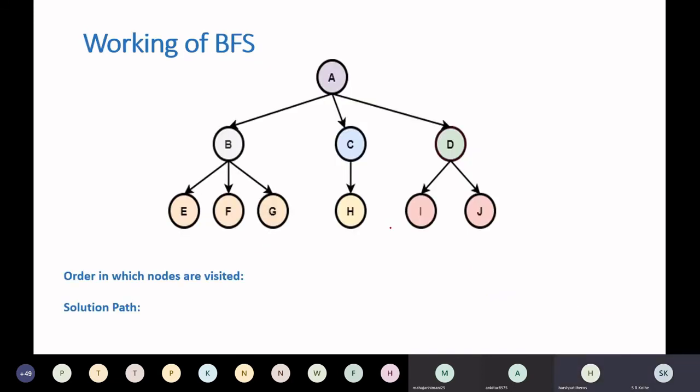Now let us understand the functioning of this algorithm with this example. Suppose this is the search tree given to us, and suppose G is the goal node. Then how will this algorithm find this goal G? How will it visit the nodes? It will start with node A and check whether A is a goal node or not. A is not a goal because G is the goal. Then it will explore A, generating all its children B, C and D.